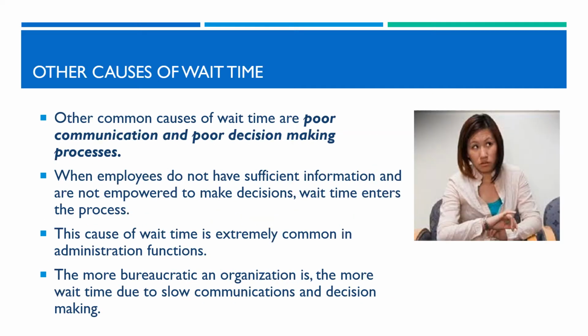Other common causes of wait time are poor communication and poor decision-making processes. When employees do not have sufficient information and are not empowered to make decisions, wait time enters the process. This cause of wait time is extremely common in administration functions. The more bureaucratic an organization is, the more wait time due to slow communications and decision-making.